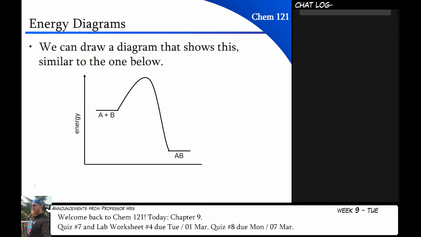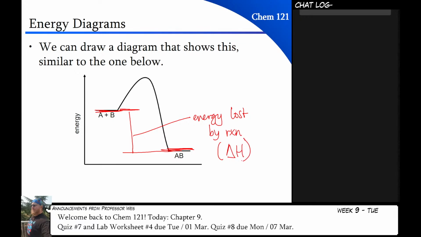How much energy was lost by the reaction? Well, I started with this much energy, and I ended with this much energy. So the difference between those would be the energy lost by the reaction. You might see this referred to as delta H. The H standing for what we actually call enthalpy in chemistry. But for your purposes, it's delta heat. Just call it delta heat. Where did the heat go?